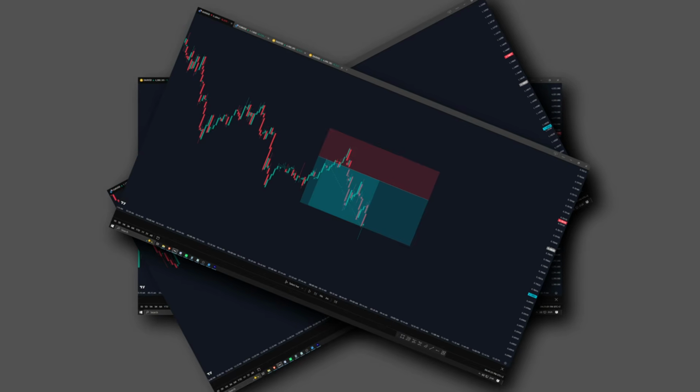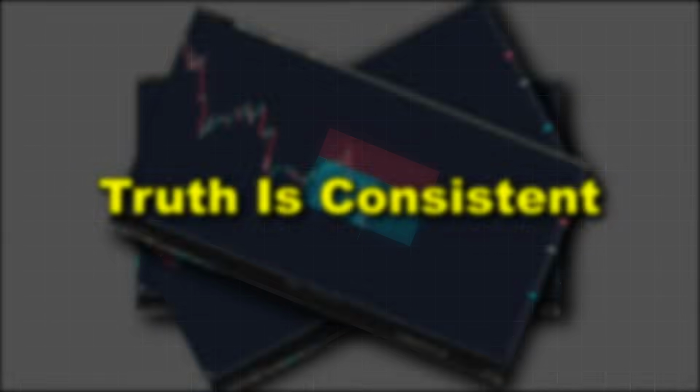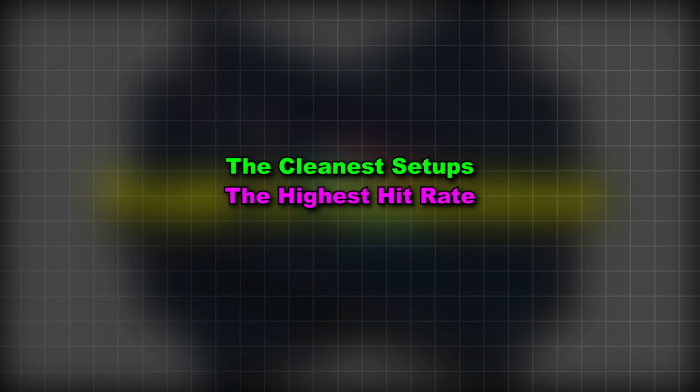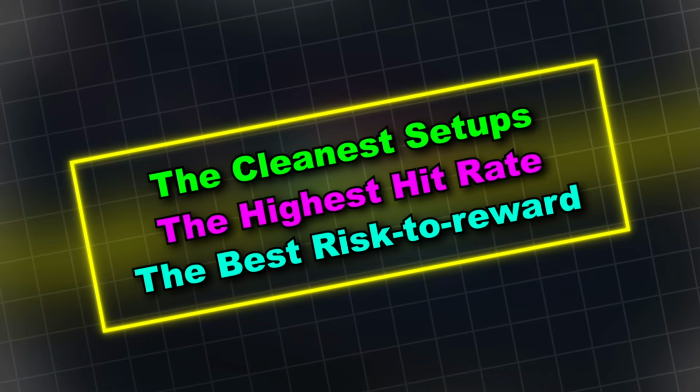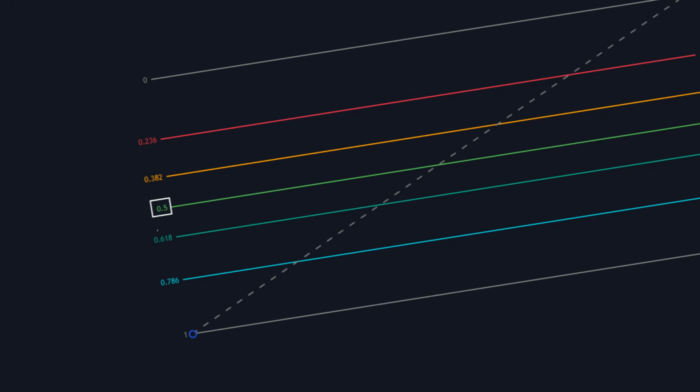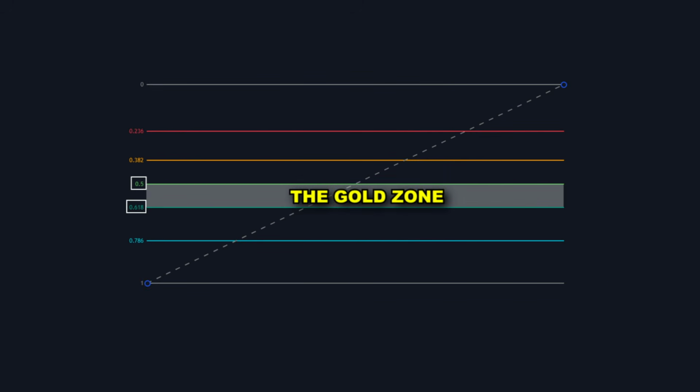After enough backtesting, the truth is consistent. The cleanest setups, the highest hit rate, and the best risk to reward all live in the same place. The range between the 0.5 and the 0.618. That's the gold zone. That's where we hunt. Here's how the setup works.